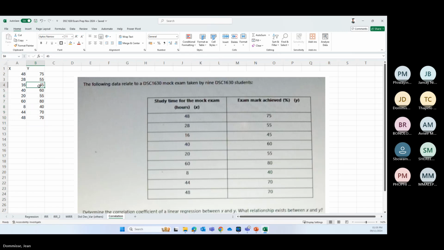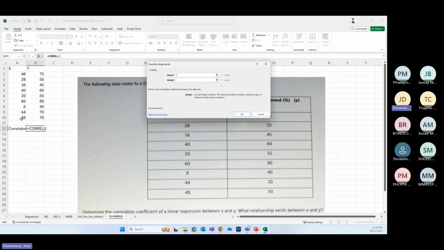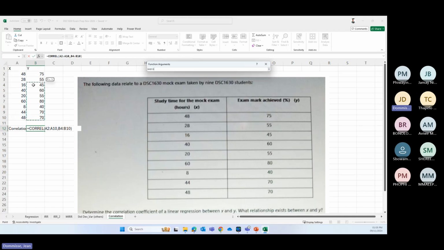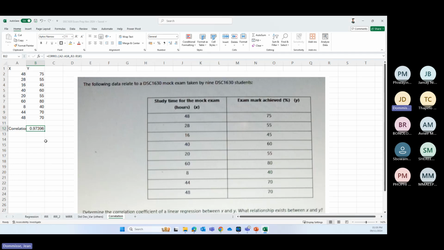40, 60, 55. 80, 45, 70, 70. Okay, so correlation, let's first write it down. And let's just see what it is. There's a nice function in Excel, CORREL, for correlation. It doesn't matter which one you put first or second, it works it out.